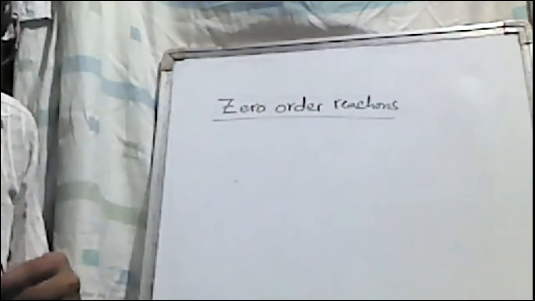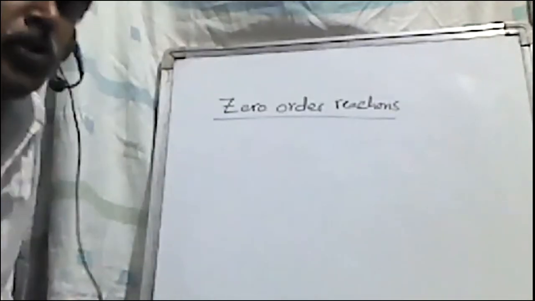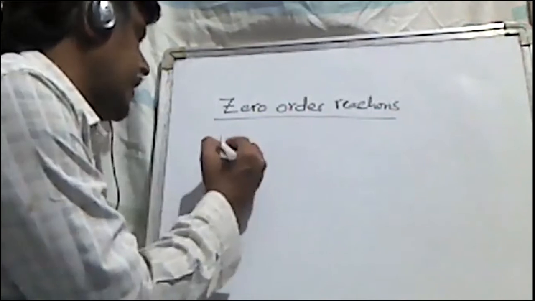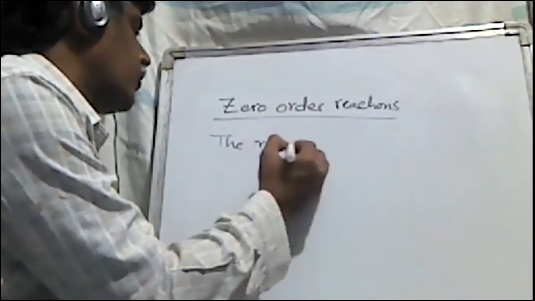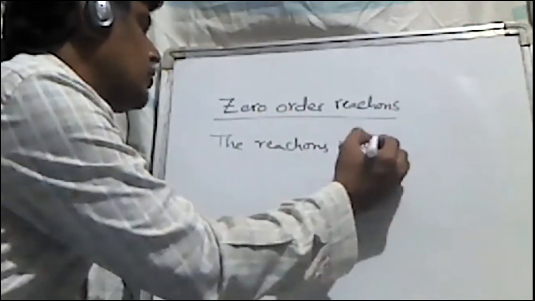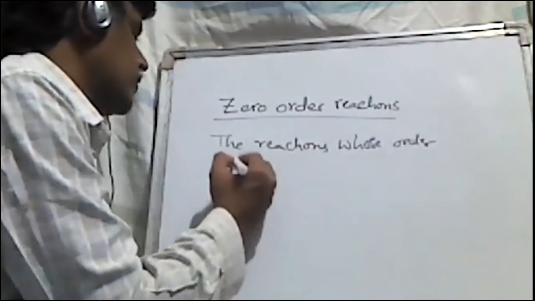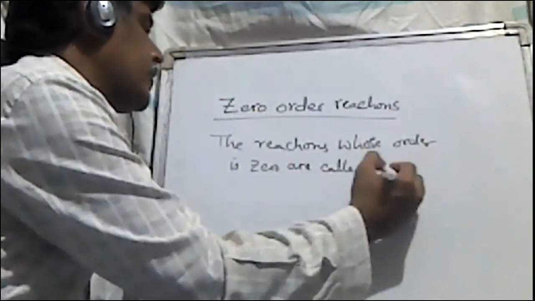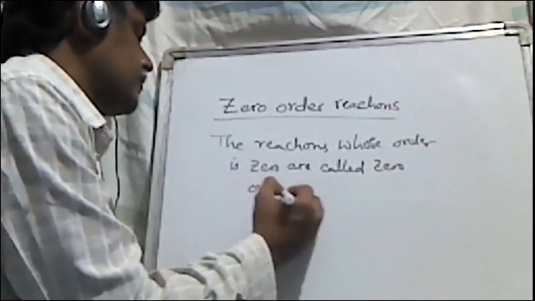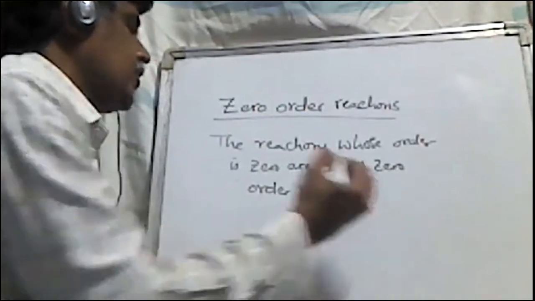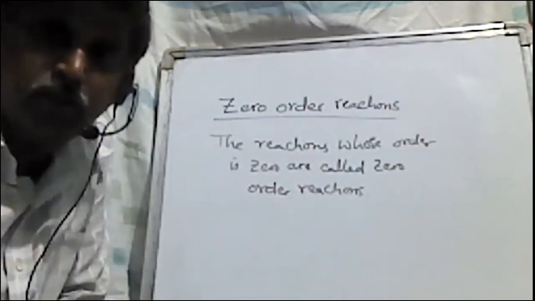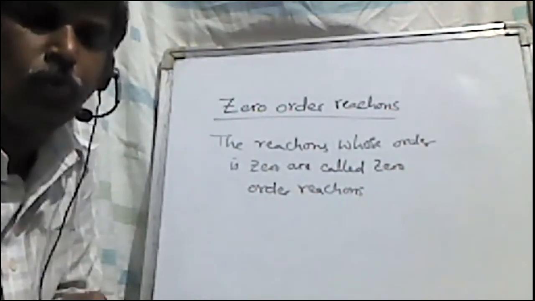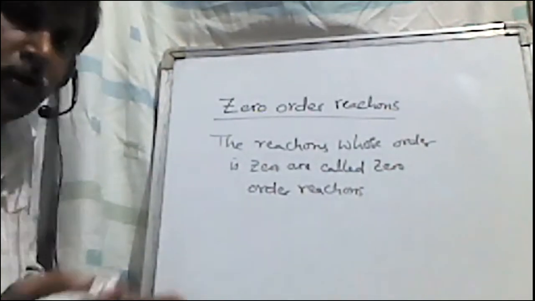What are zero order reactions? Zero order reactions are the reactions whose order is 0. The reactions whose order is 0 are called zero order reactions.